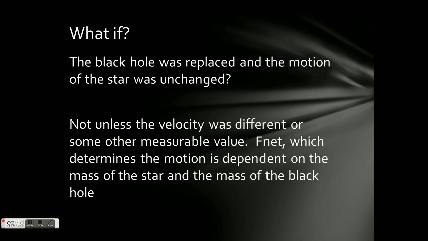And what if the black hole was replaced and the motion of the star was unchanged? We could not tell the difference between the black holes because F net, which determines the change in momentum and thus the trajectory, is dependent on the mass of the star and the mass and position of the black hole. If the star's position was unchanged, the mass of the black hole did not significantly change.